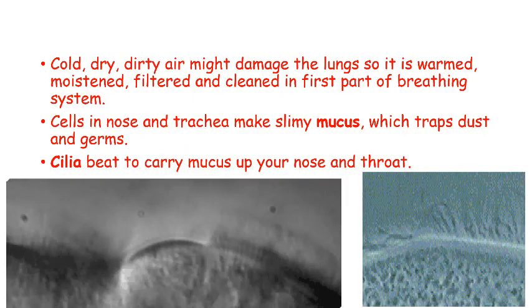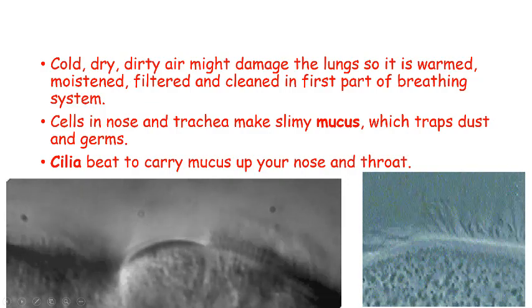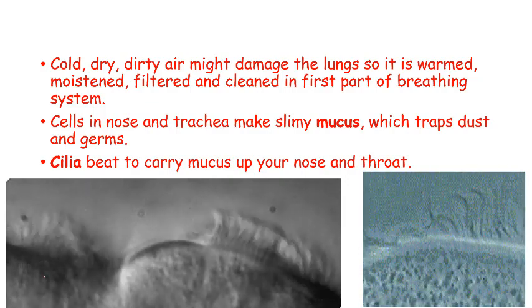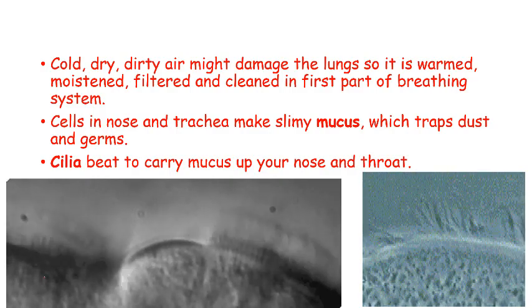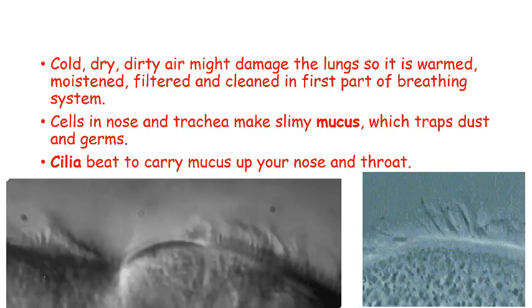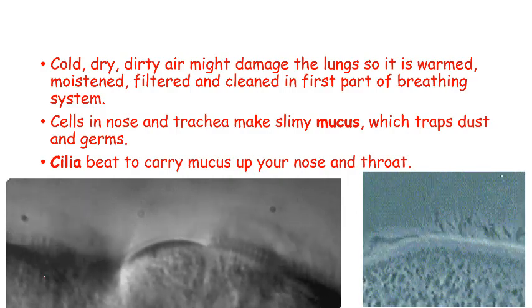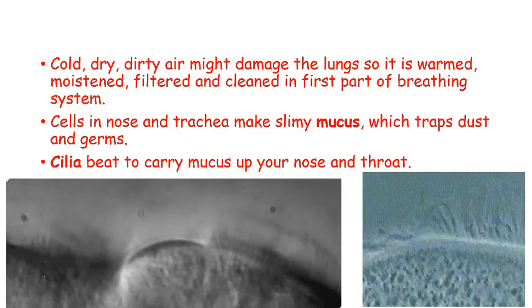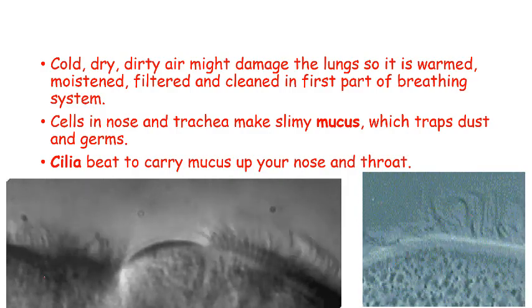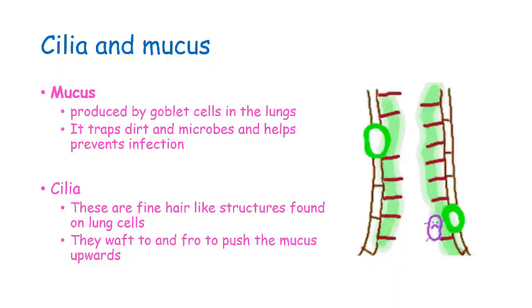Now, we should just mention this in passing. So, these little things here, this shows a magnified image of some cells that you find in the lung. So, what we're saying here is that cold, dry, dirty air might damage the lungs, so it's warmed, moistened, filtered, and cleaned in part of the breathing system. Cells in the nose and trachea make slimy mucus, which traps dust and germs. And the cilia beat to carry the mucus up your nose and throat.